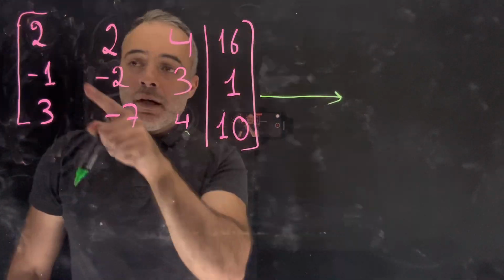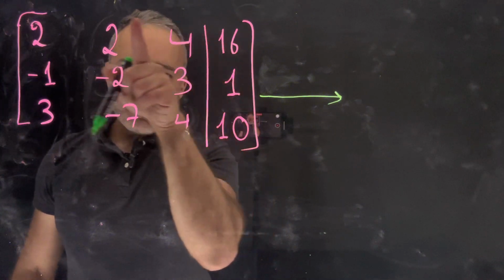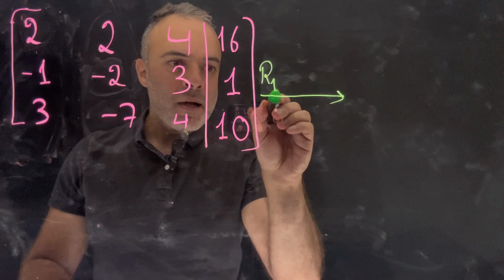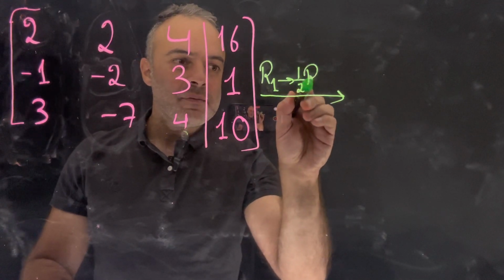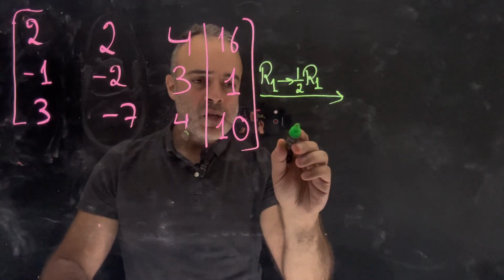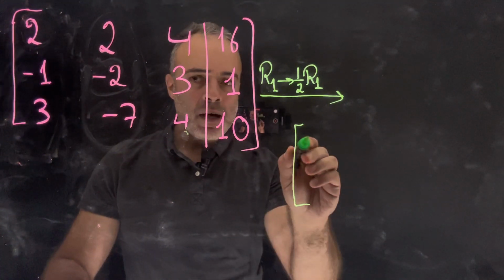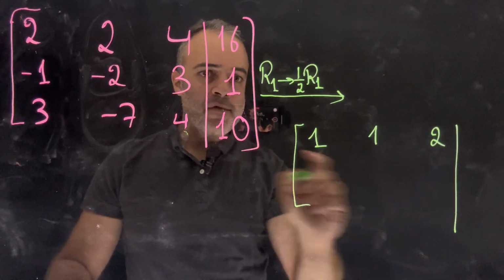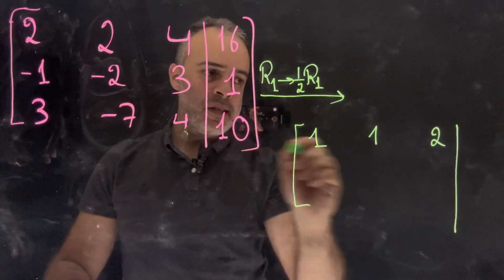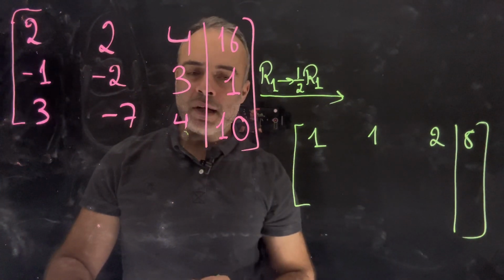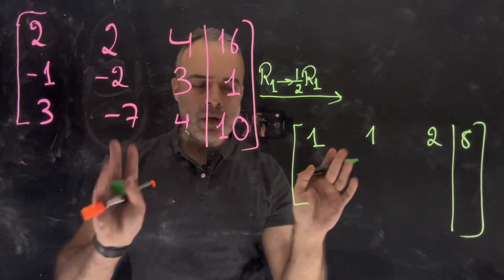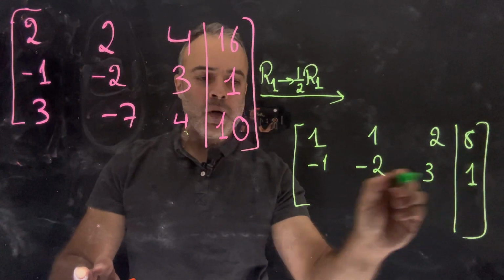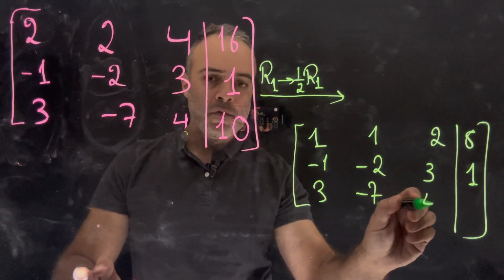Okay, let's see. In order to convert this into 1, I have to multiply the entire first row by half. So R1 becomes half R1. So our new matrix becomes 1, 1 and 2. Of course, I have to do it for all the elements. So 16 divided by 2 is 8. What about the other rows? I do nothing. I just copy them. Copy everything: -1, -2, 3, 1, 3, -7, 4, and 10.